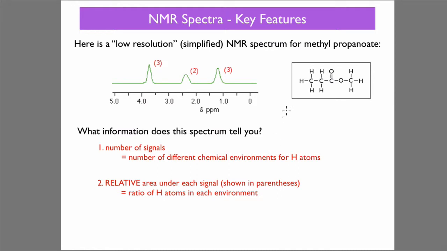So let's have a look at methyl propanoate over here. You've got 3 signals for the 1, 2, 3 different environments. You've got a ratio of 3, 2, 3. And the chemical shift, where it lies, can tell us what type of proton. And you can look at table 27 to see what that's about.